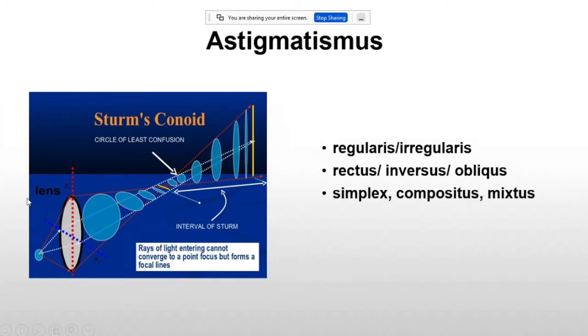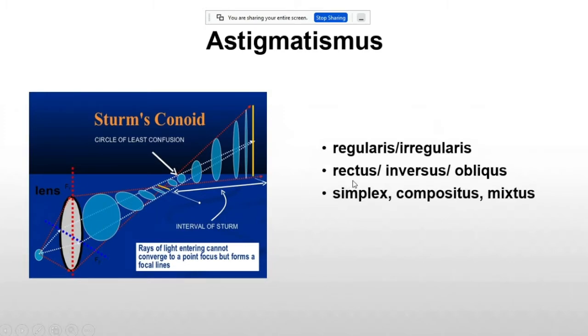So regular astigmatism is when a meridian has the same refraction power all along the cornea. Irregular astigmatism is usually when there are some scars or some pathology on the cornea, so that along the way of one meridian, the refraction is different.